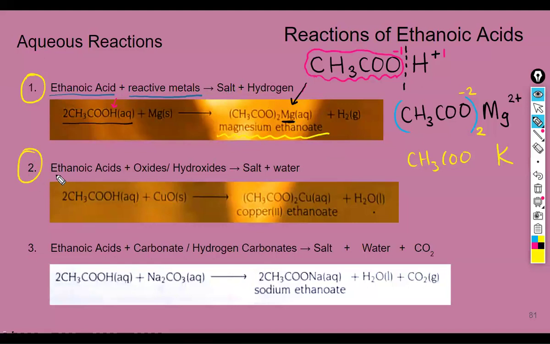The other one is ethanoic acid plus oxides or hydroxides will give you salt and water. And here we have a very similar situation. The copper is going to try to take the place of the hydrogen. A lot of the times, copper has a charge of +2. So when the hydrogen gets kicked out, it will go meet the oxygen, and 2 of them will form H2O. Number 3, let's see what's going on here.